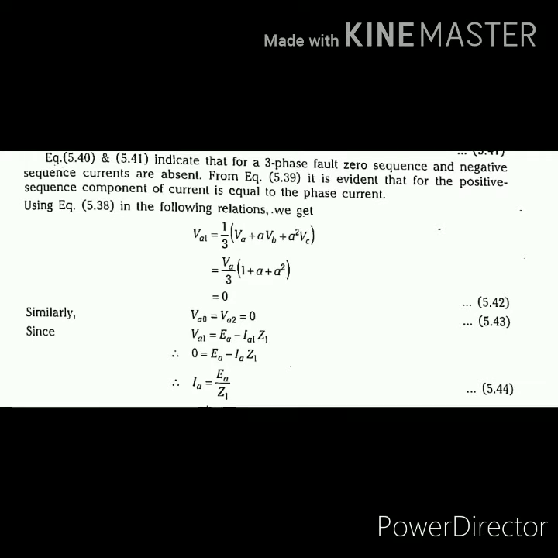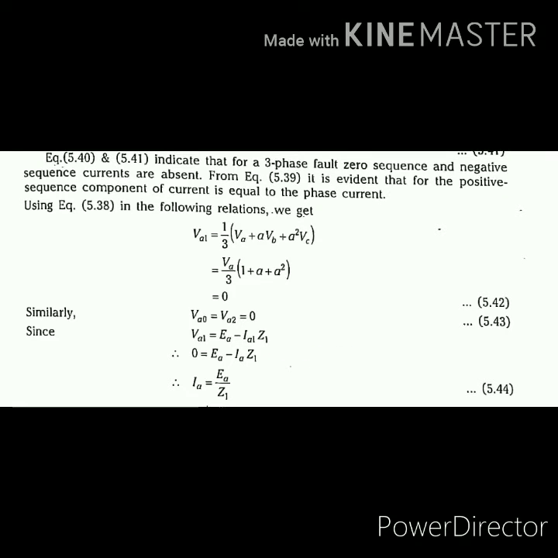So we can again substitute them, from which we get VA by 3 into (1 plus A square), which is again equal to 0 from the A operator relation. So similarly, VA0 is equal to VA2, which is also equal to 0. Now coming to the star equation, we have VA1 is equal to EA minus IA1 into Z1. So VA1 we have got is equal to 0, which is nothing but EA minus IA into Z1.